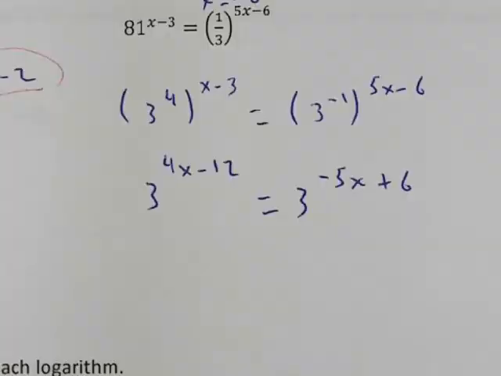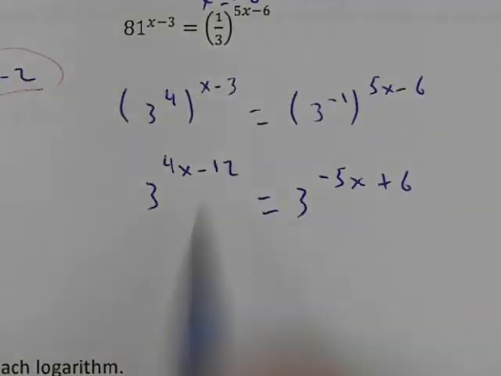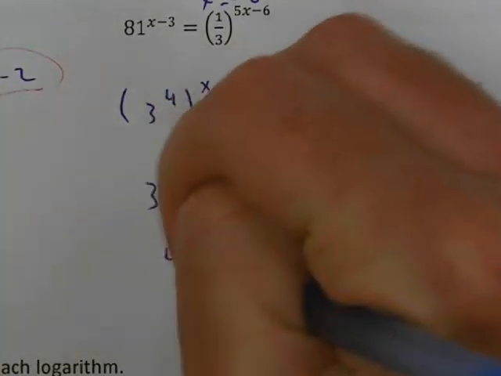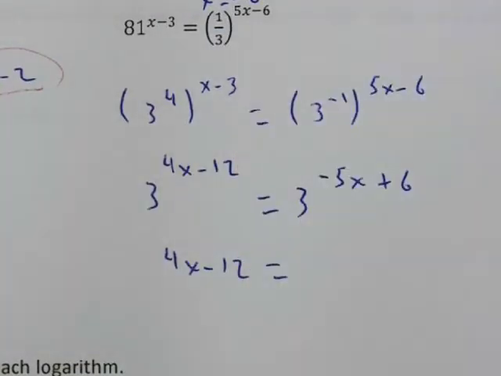All right, so now we've got 3 to a power equals 3 to a power. Now I can set my exponents equal to each other. So we get 4x minus 12 equals negative 5x plus 6.